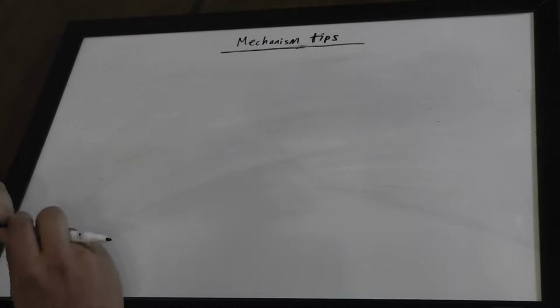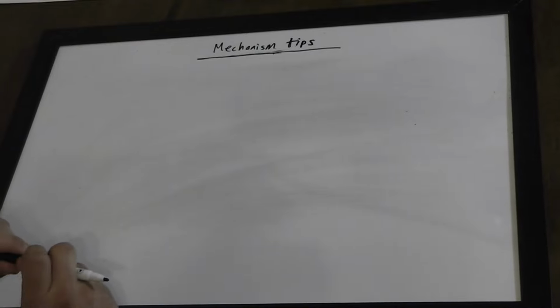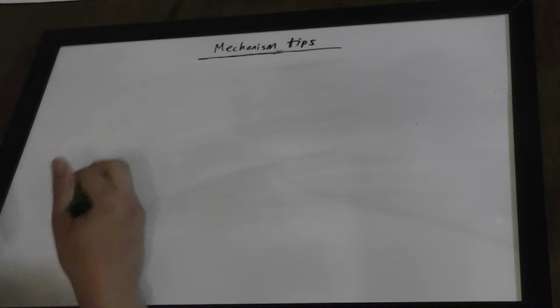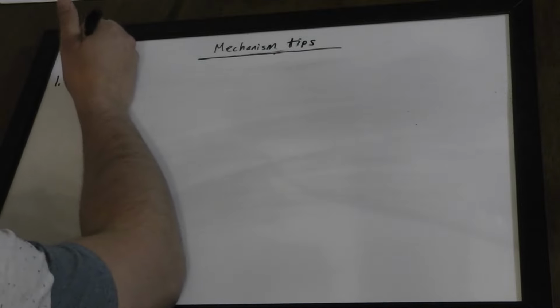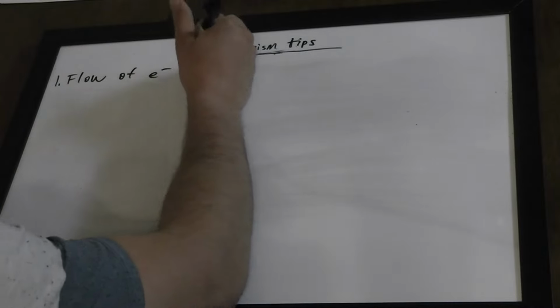So in organic chemistry, one of the most difficult things on a test or studying for a test is mechanisms. So here are some tips for learning to draw out mechanisms correctly. So first of all, the flow of electrons is normally in one direction.